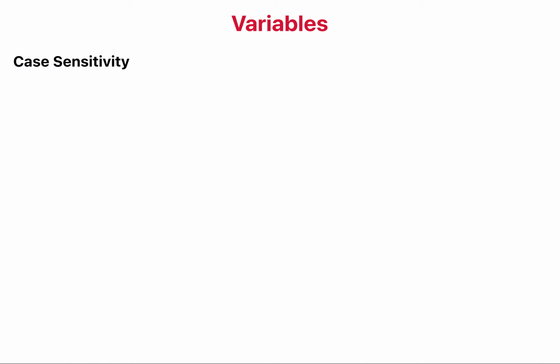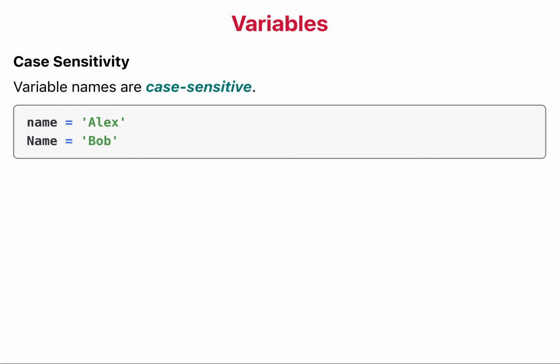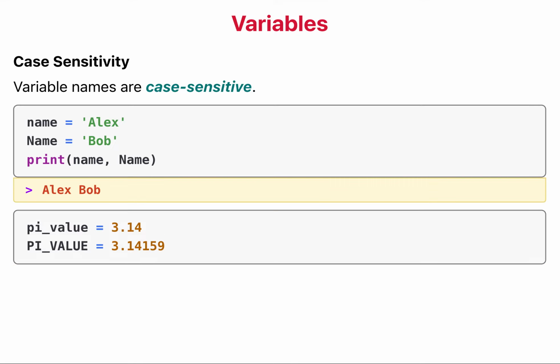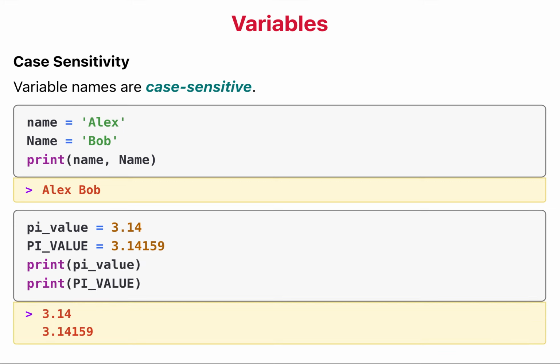Let's discuss case sensitivity of variables. Variable names in Python are case sensitive. So, a variable name and another variable name with capital N are completely different from each other. Similarly, in this example, both of these variables for Py are different from each other.